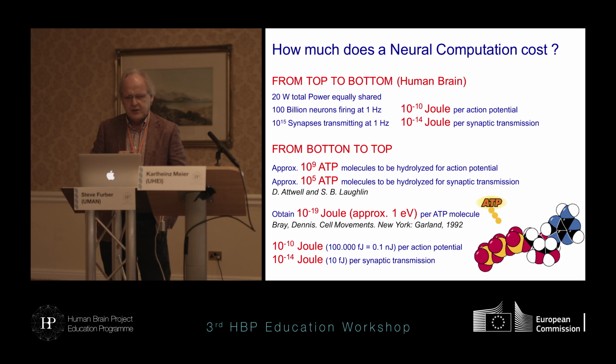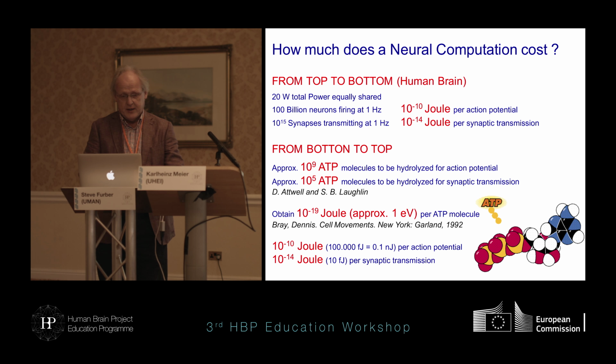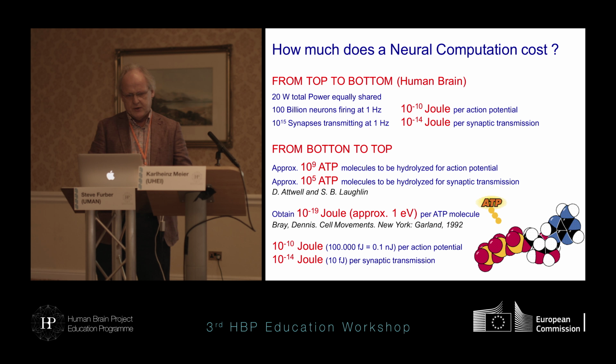Separately you can establish that you get about 10 to the minus 19 joules per ATP molecule, approximately 1 electron volt. And so if you put those numbers together, that tells you you get 10 to the minus 10 joules per action potential, 10 to the minus 14 joules per synaptic transmission. So the bottom-up approach gives the same order of answer as the top-down approach. And this 10 femtojoules per synaptic event seems to be a robust reference point.